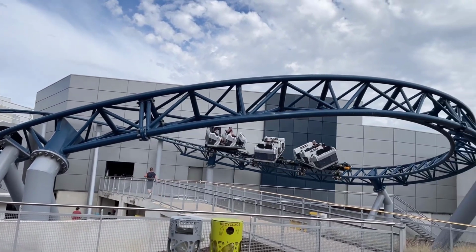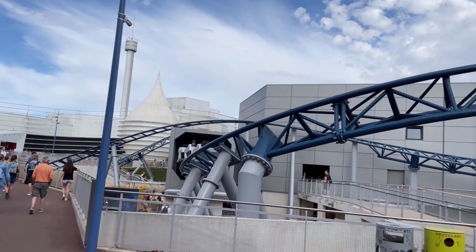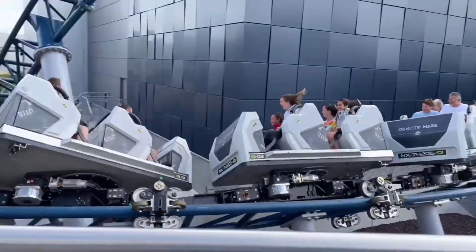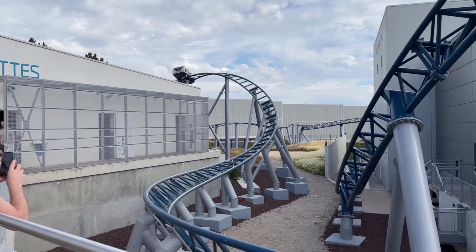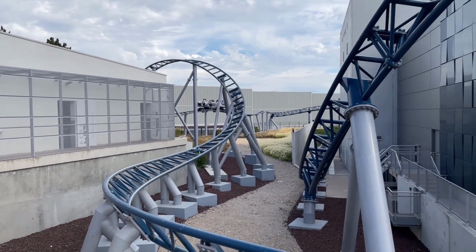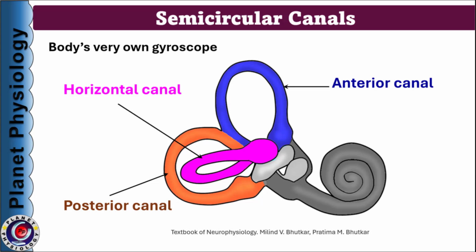Imagine you are on a roller coaster. As it twists and turns, you instantly know whether you are moving up, down, left or right, even with your eyes closed. Ever wondered how your brain figures that out? The secret lies deep inside your inner ear, in three tiny but powerful structures called semicircular canals, your body's very own gyroscope.